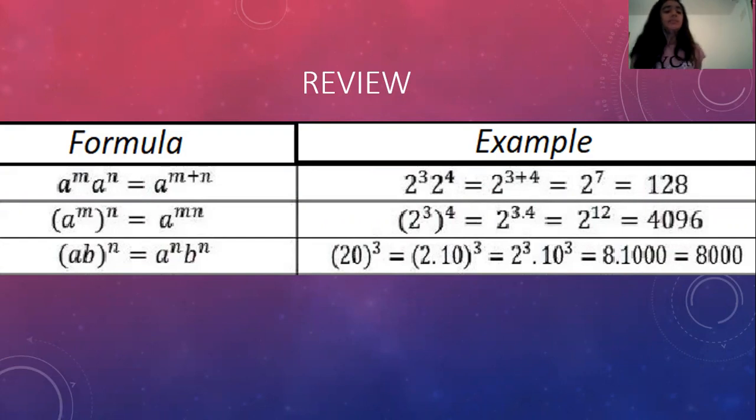And this formula's example, the last formula, is the hardest, I believe. For example, 20 to the third power, we can write it as 2 times 10 to the third power. And then we can calculate 2 times 2 times 2 is going to be 8, times, sorry, it's a times sign. And 10 to the third power is going to be 1000. So 8 times 1000 is going to be 8000.